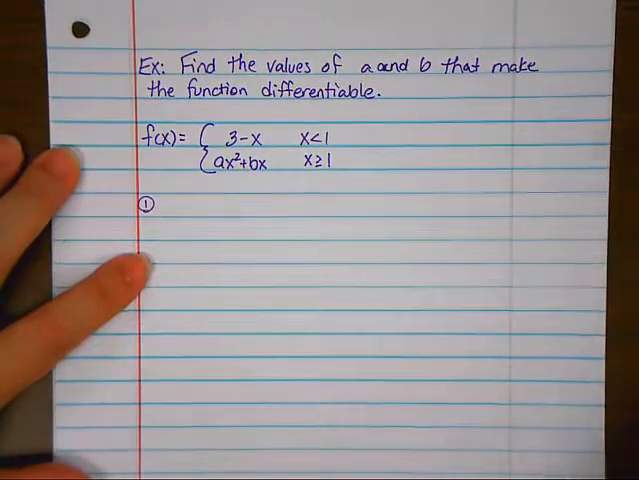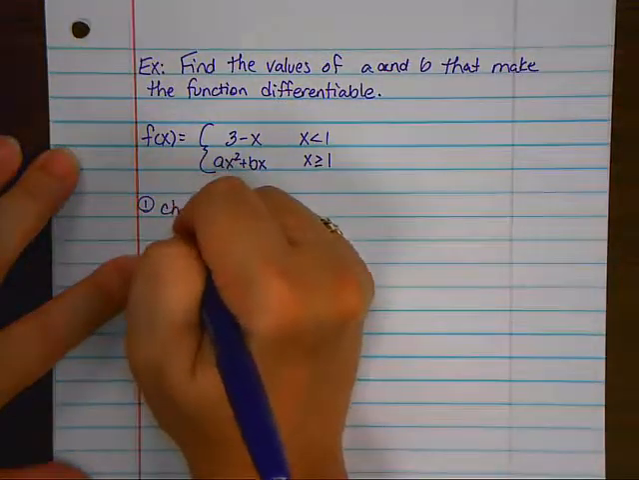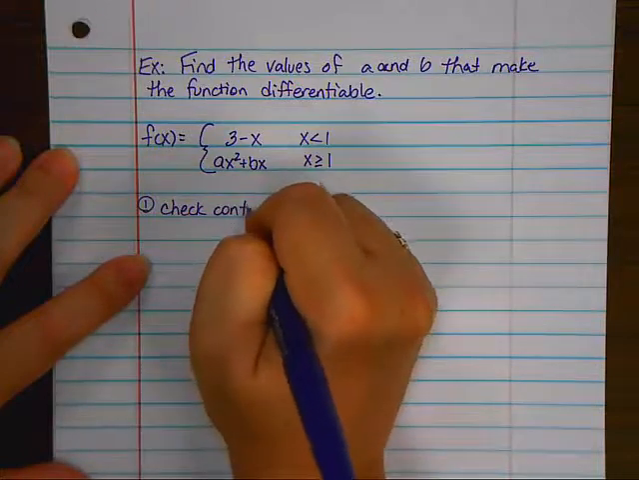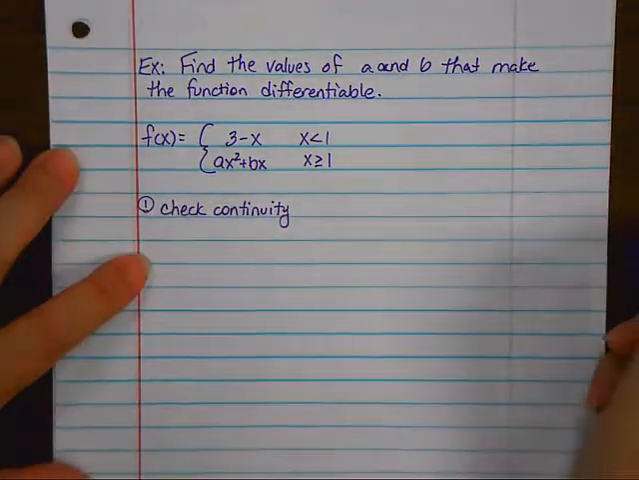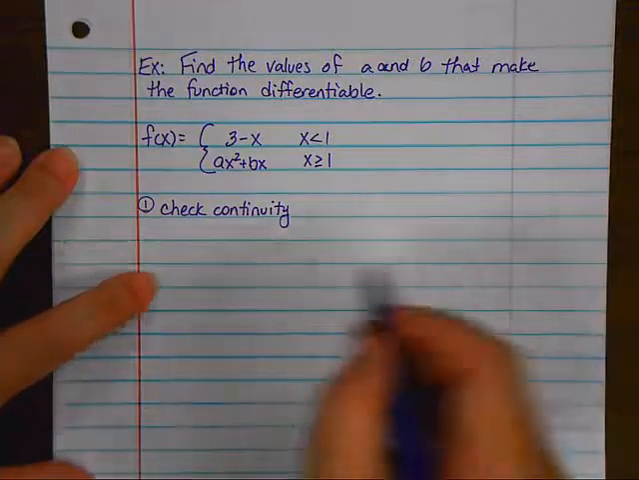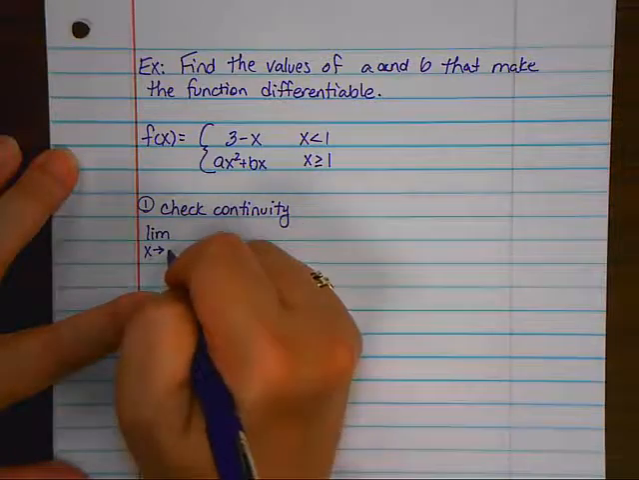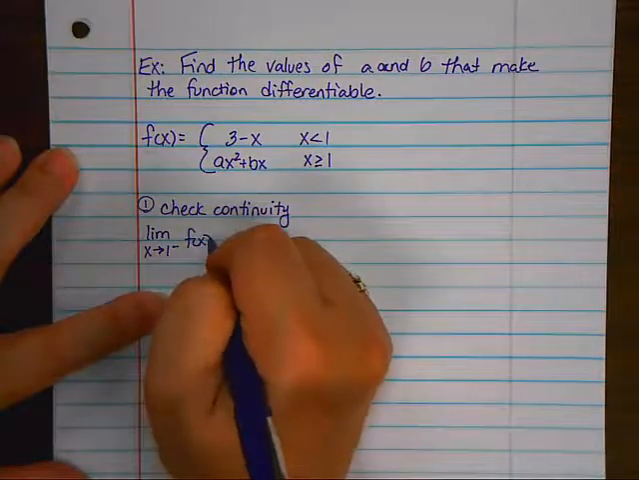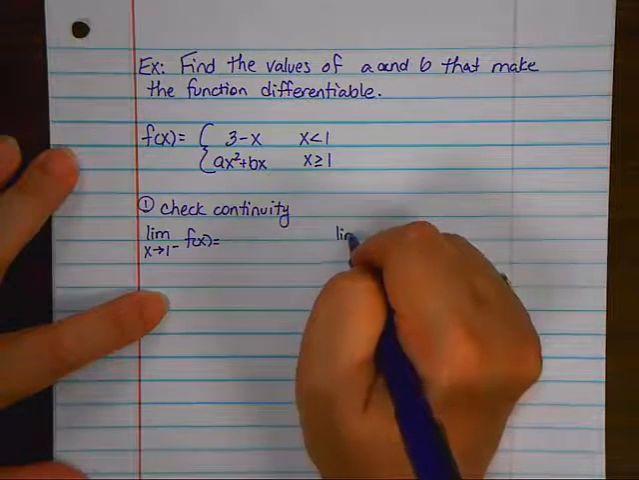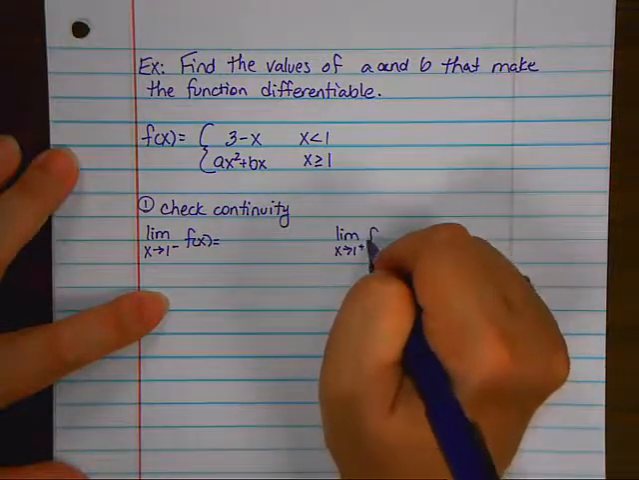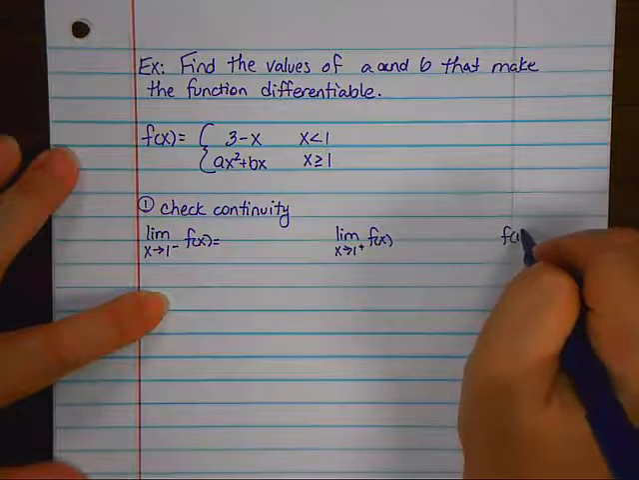I'm actually going to give it to you in the form of a fill-in-the-blank question. In order for a function to be differentiable, it must first be blank. The answer is continuous. So the first thing we're going to do is check the continuity. And you must do this every time. If it's not continuous, it can't be differentiable. So do what we did on the previous problem. We're going to do the limit as x approaches 1 from the left of the function, the limit as x approaches 1 from the right of the function, and f of 1.